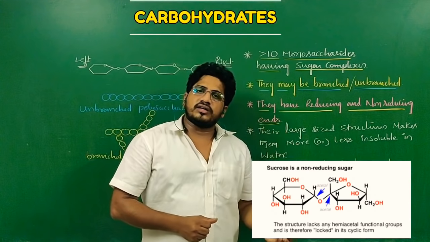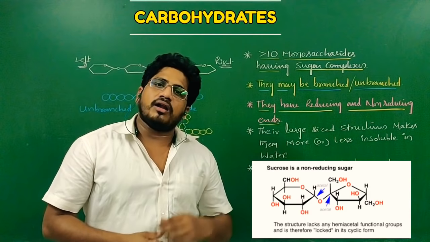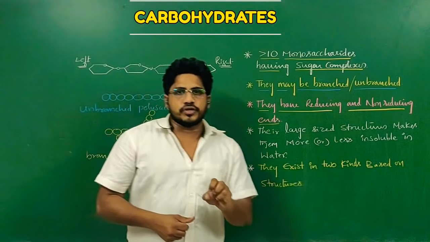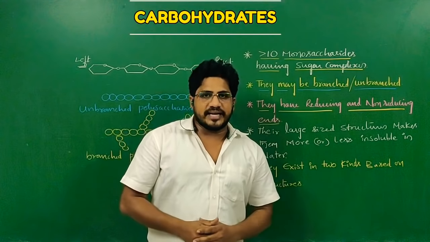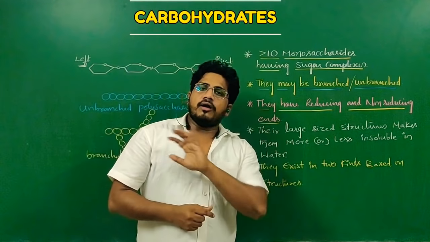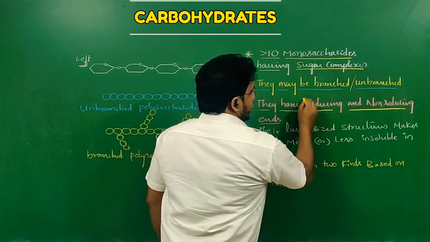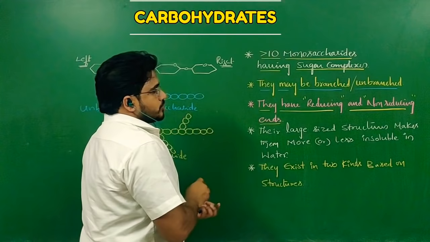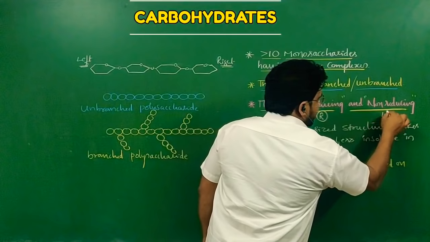Why is sucrose not a reducing sugar? Because it doesn't have any free functional group like a ketone or aldehyde. That's why it is called a non-reducing sugar. Because of this character, sucrose will be used in some diagnostic tests to identify the ketones present in the urine. As we are discussing polysaccharides, here I should mention that polysaccharides have a reducing end at one side and a non-reducing end at the other. The reducing end is present on the right hand side, and the non-reducing end is present on the left hand side.